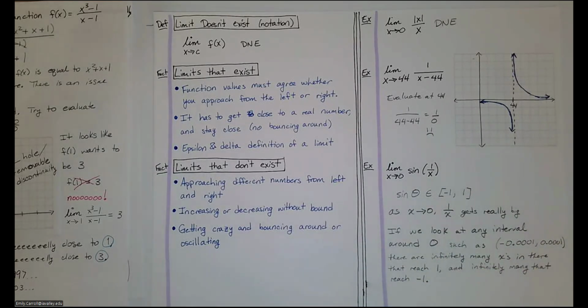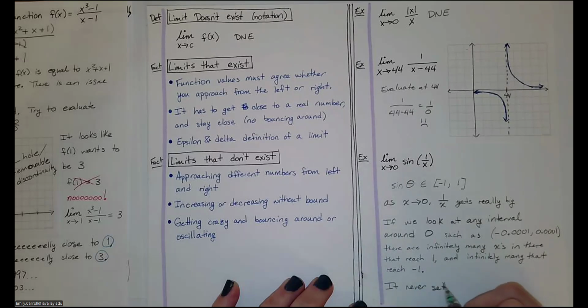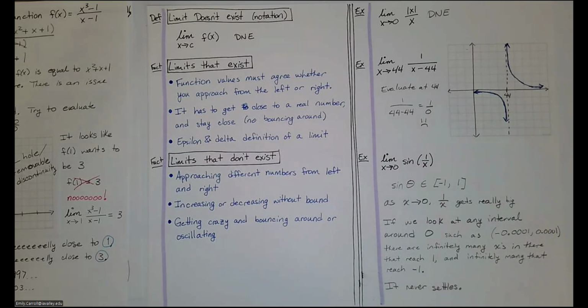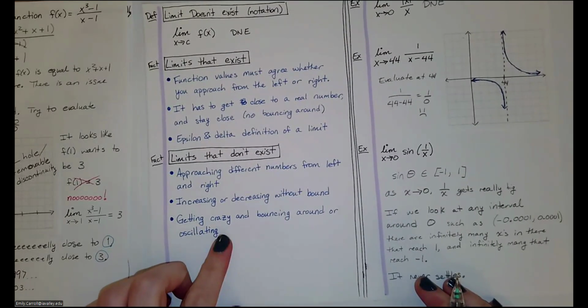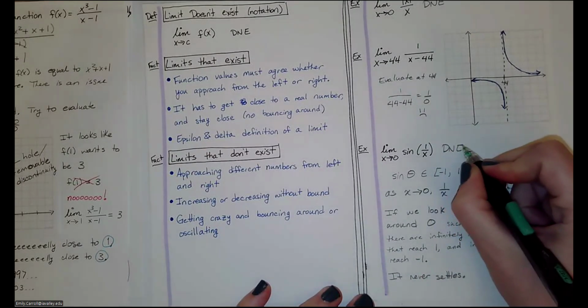So as x is approaching 0, this function is just bouncing around up and down all crazy. It never settles. It's okay if it bounces around for a little while, as long as it eventually gets to where it's trying to go. Okay, there's no specific point close to 0 where that function seems like it wants to be. So that's this example here. That's getting crazy and bouncing around or oscillating. So this is also does not exist.